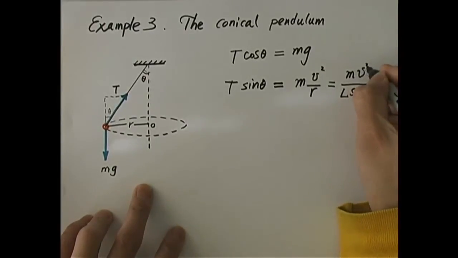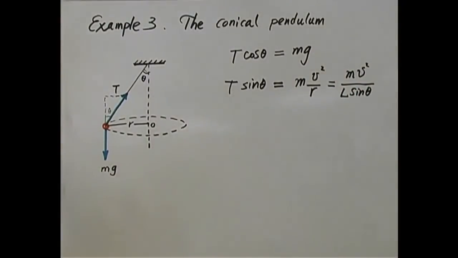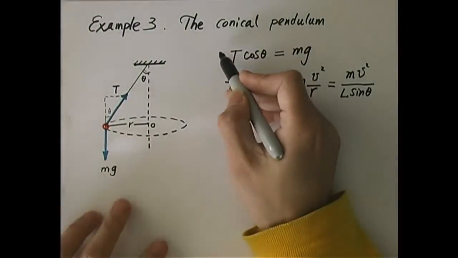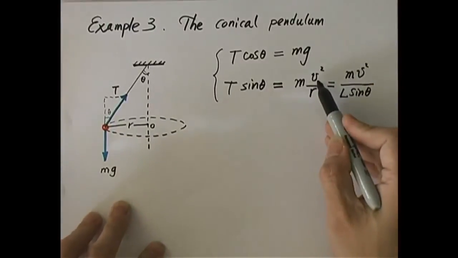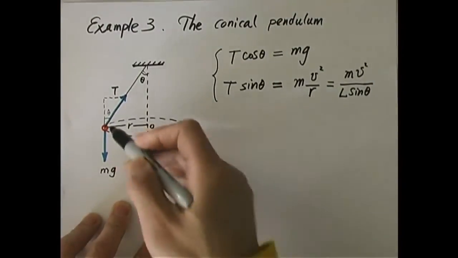Now, what am I looking for? Well, at this point, I can eliminate t. I got two equations, right? And I can solve for v. I can figure out how fast it moves.